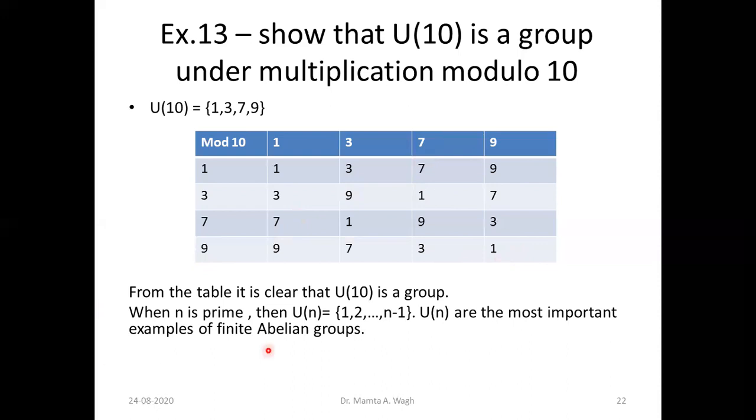And when n is a prime number, then UN will be all the numbers from 1 to n minus 1, because all the numbers from 1 to n minus 1 will be relatively prime to n. So UN is 1, 2, 3 up to n minus 1. And the UN are the most important examples of finite abelian groups that you will see, really interesting examples of finite abelian groups.